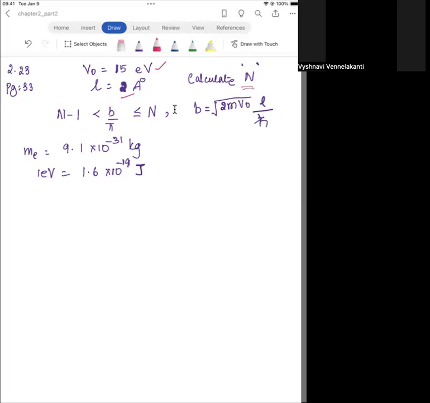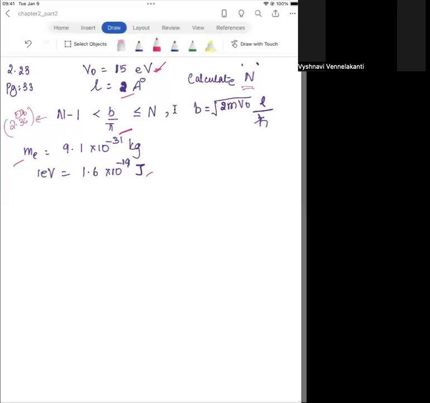So if you look at the equation for the number of bound states, this is equation 2.36. N is greater than or equal to B over pi, where the constant B is given by the square root of 2mV0, times L over h bar. So some of the things we need would be the mass, in which case we're looking at the mass of an electron. So that is this. And we have the potential given in eV. Just to convert electron volt to joule, I have the conversion factor listed here.